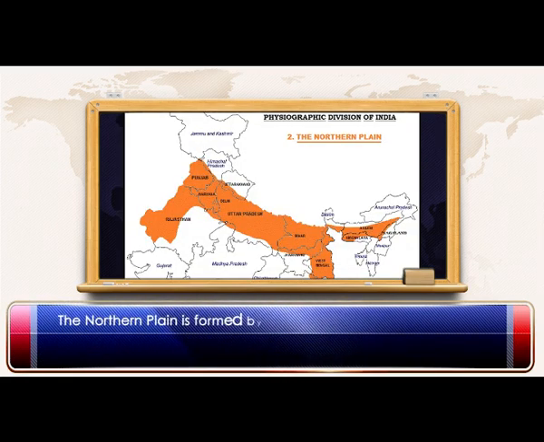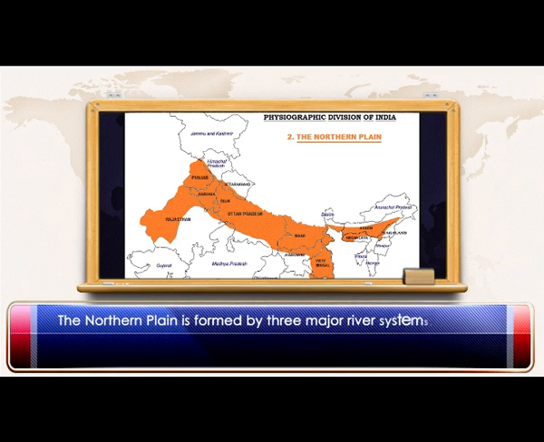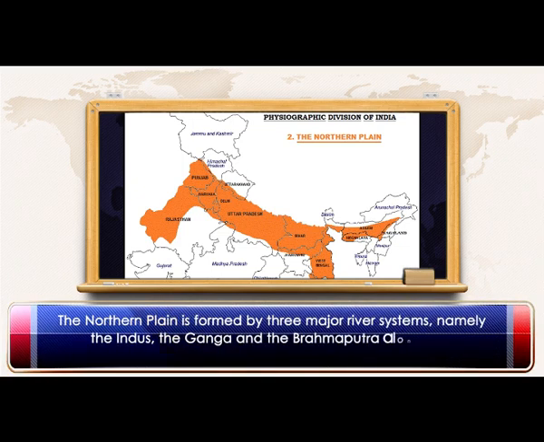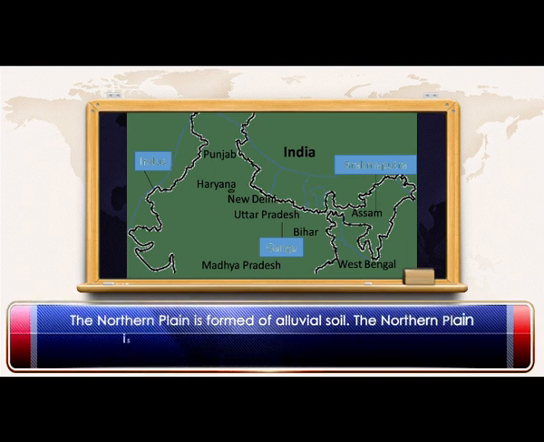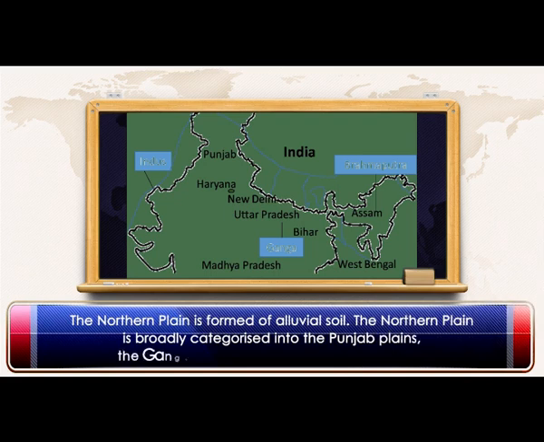The northern plain is formed by three major river systems, namely the Indus, the Ganga, and the Brahmaputra, along with their tributaries. The northern plain is formed of alluvial soil. The northern plain is broadly categorized into the Punjab plains, the Ganga plains, and the Brahmaputra plains.